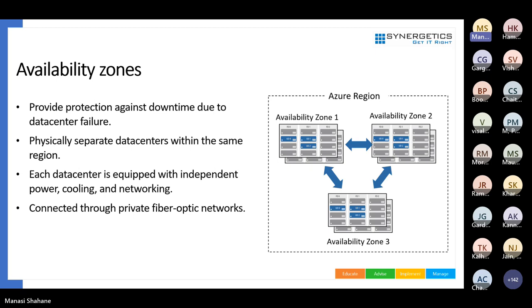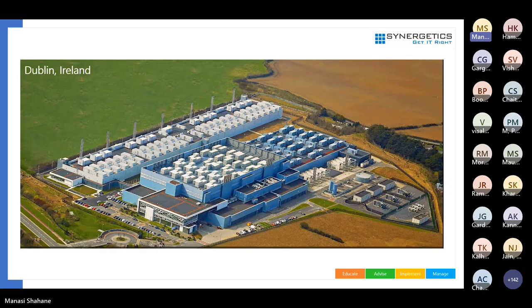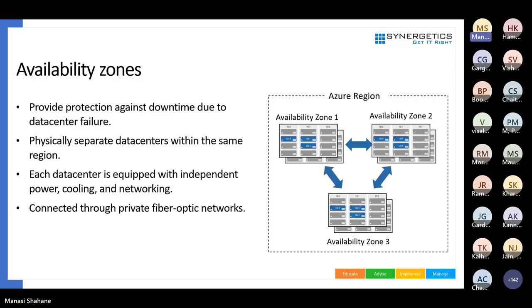In the image that you saw, this is one data center, one availability zone in the Dublin, Ireland region. There will be one more availability zone in a closer location which will be connected to this availability zone. So this is how it is divided. Each region is divided into three availability zones, and each has its own cooling, networking.